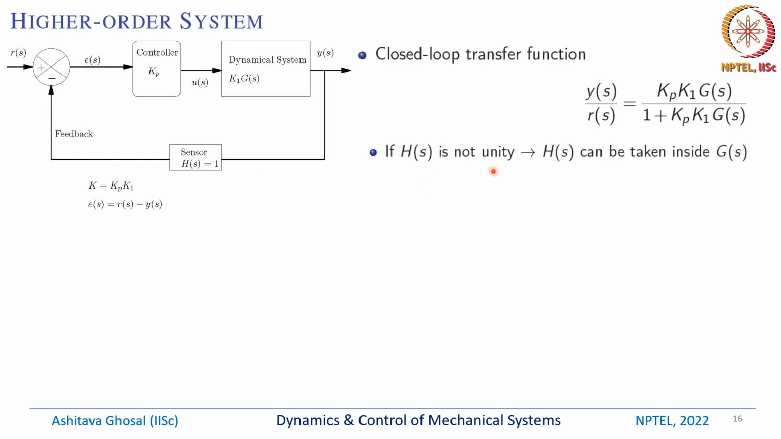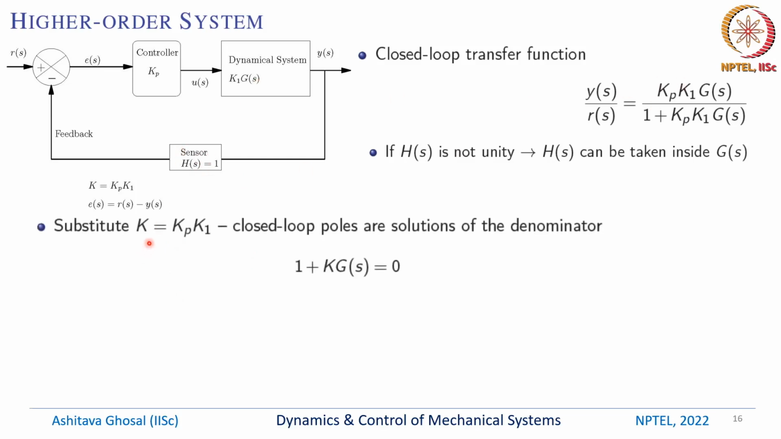If H(s) is not unity, basically if the sensor transfer function is not unity, we can take into account H(s) inside G(s). So it is not a very serious issue, or without loss of generality, we can assume the sensor transfer function is unity.